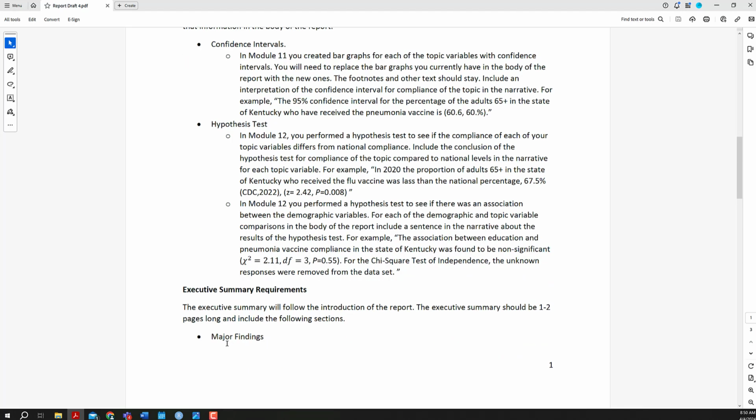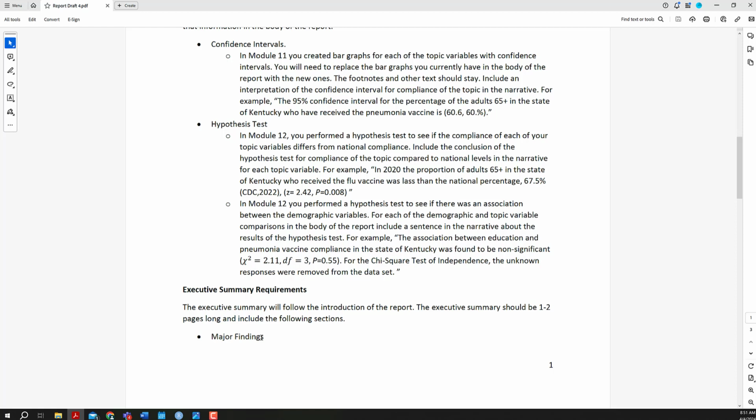And so in the major findings, this is where you're going to include some of the information that you thought was the most standout from what you found. So from here, this is where you'll want to look through the body of your report, and you'll want to pick out some of the things you thought were the most interesting that you saw, whether it be from the univariate analyses or from those comparisons.